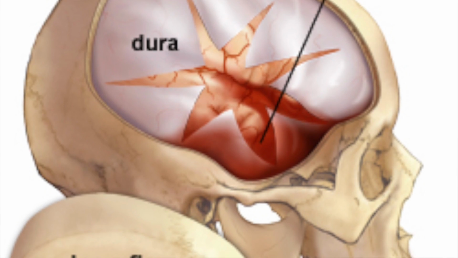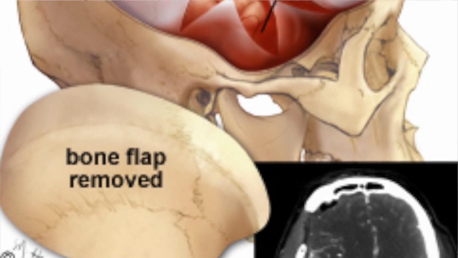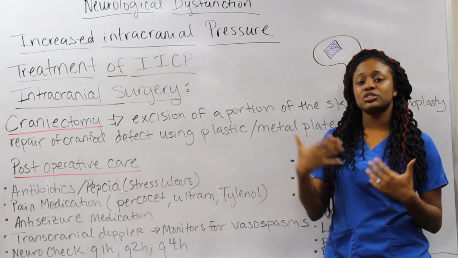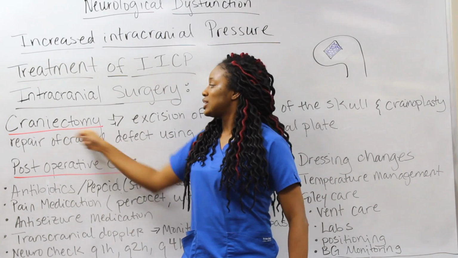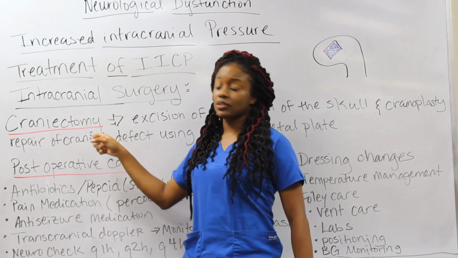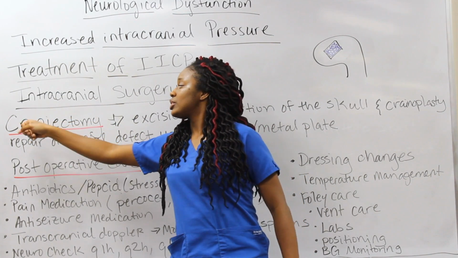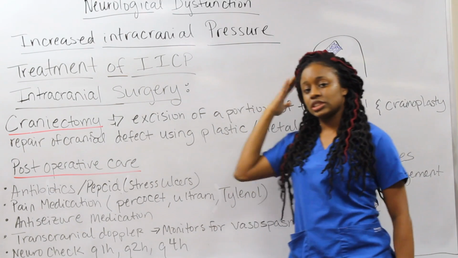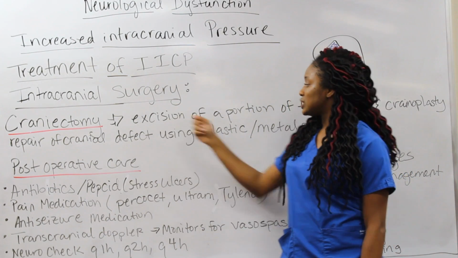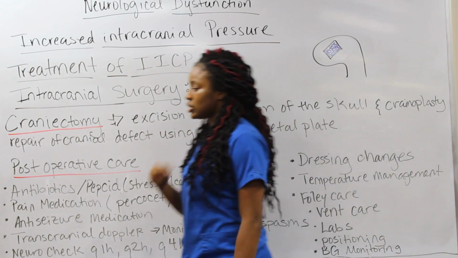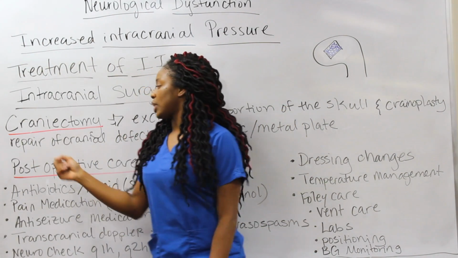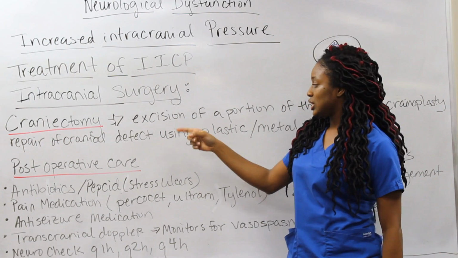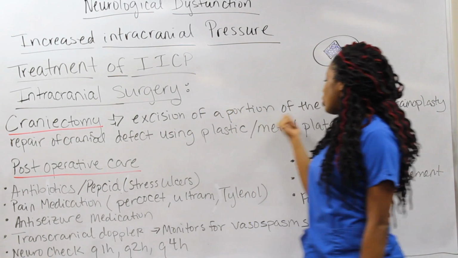So now we have another procedure called a craniectomy, okay? Now, I know it sounds very similar to craniotomy, but this is craniectomy. Anytime you see ectomy, that means removal of, right? And it's removal of the cranium, which is part of the skull. So it's removal of a portion of the skull, right? And then you're going to do a cranioplasty, a repair of the cranial defect using a plastic or metal plate.